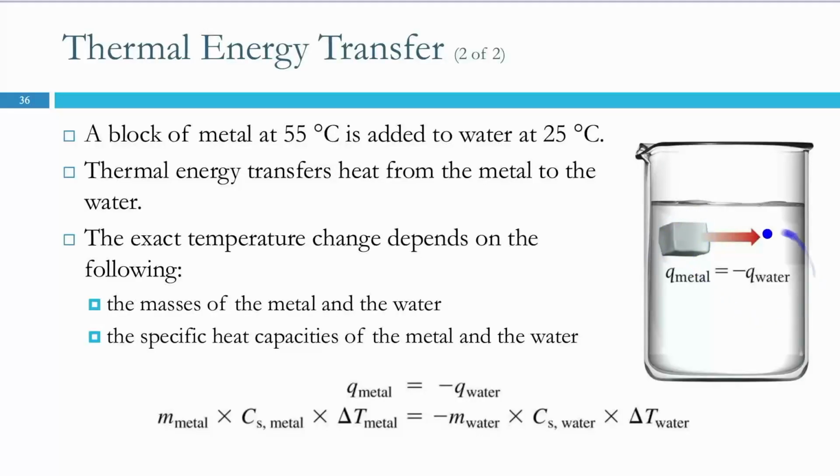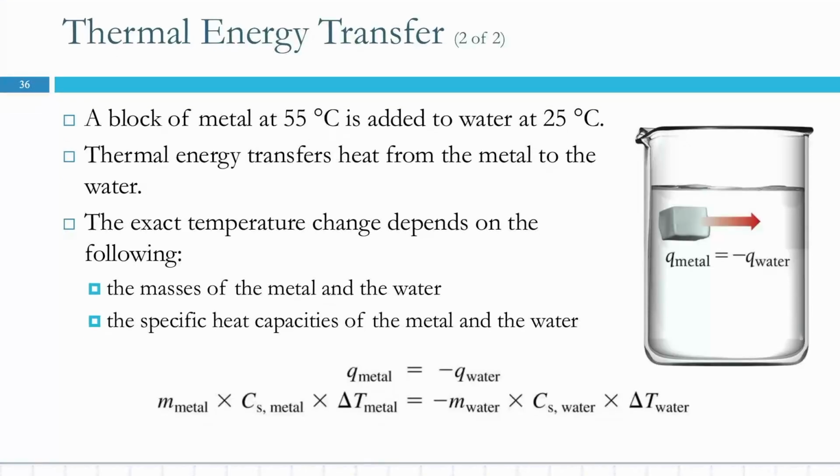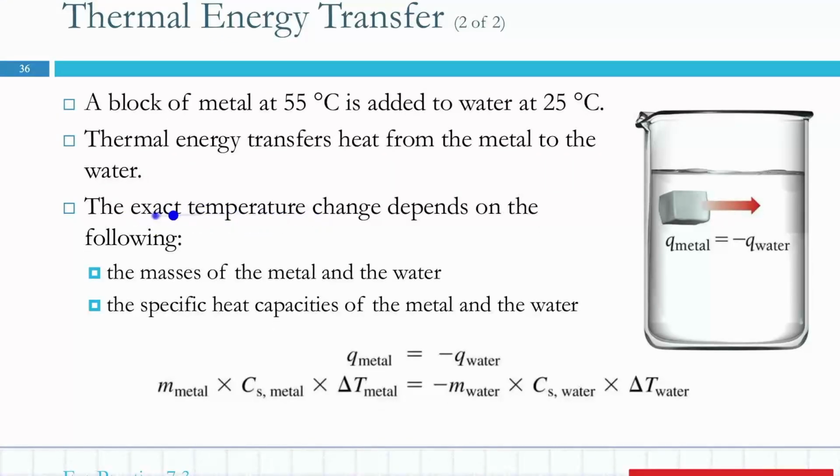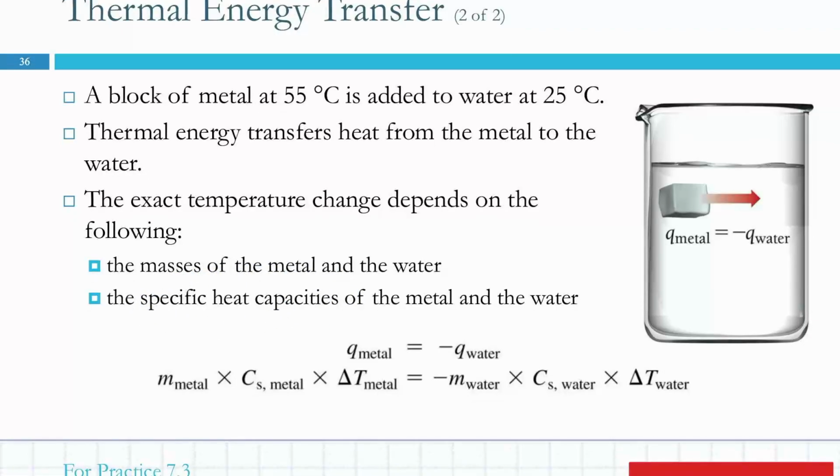So we've got the metal in the water. The energy flows from the metal to the water. So the metal loses some energy, and it's equal to the opposite of whatever the water gains. And the temperature that they end up with depends on a couple of factors: how much metal and water we have, and also the specific heat capacities. So from Q metal equals negative Q water, we're just saying that they're opposite, the amount of energy that the metal lost is the opposite of the energy that the water gained.